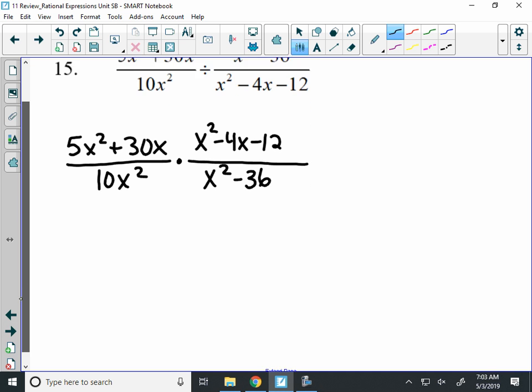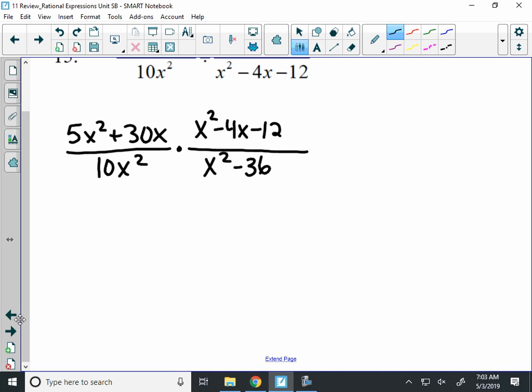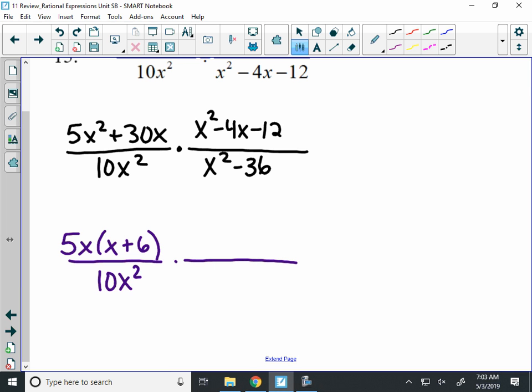Now that I'm in multiplication, I can worry about factoring and canceling. So the numerator on the left, I can factor out a 5x, and I'll be left with x plus 6. The denominator doesn't cancel, 10x squared. My numerator on the left, I need two numbers that multiply to negative 12 and add to negative 4. Be negative 6 and positive 2. And the denominator is difference of squares. So if you forget difference of squares, you will not forget it this unit. We've seen that a lot.